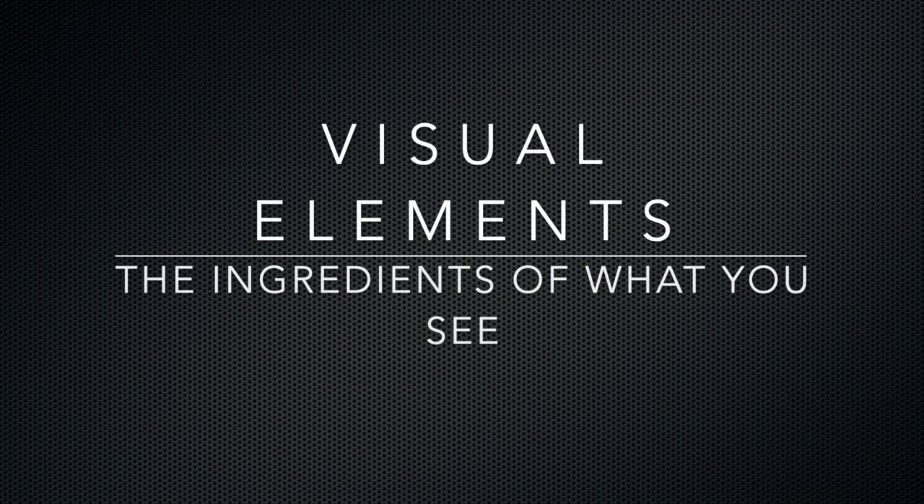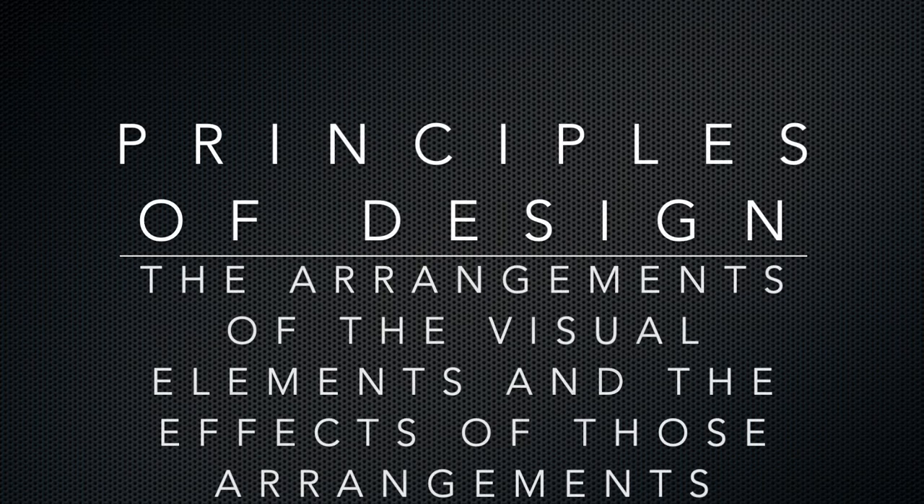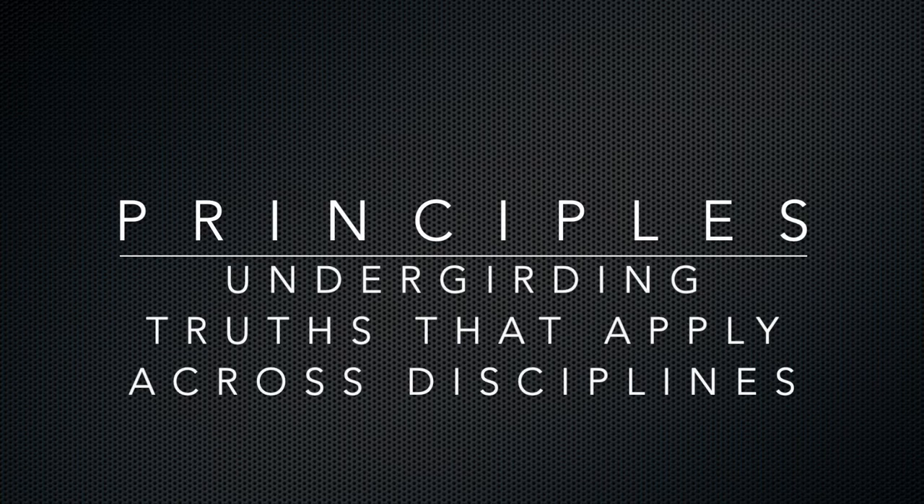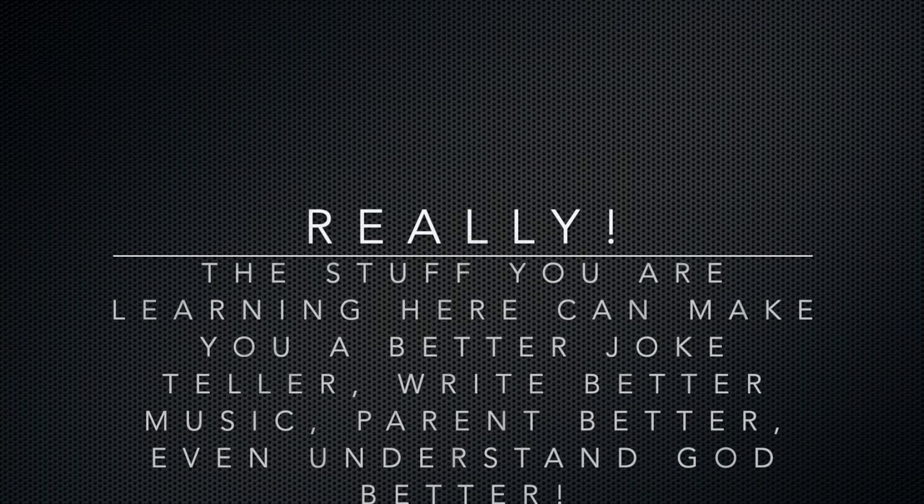The visual elements are the ingredients of a work of art: line, shape, color, texture, depth, form. The principles of design, which we are going to look at in this video, are the possible arrangements of those visual elements and the effects those arrangements have on us. Keep in mind that since these are principles that we are talking about, they carry over extremely well from how we see to other domains, such as music, writing, language learning, joke telling, politics, parenting, you name it. You can apply this in many ways.